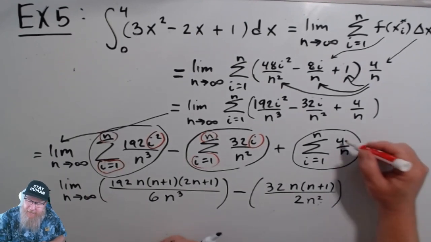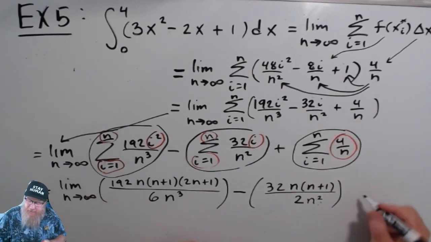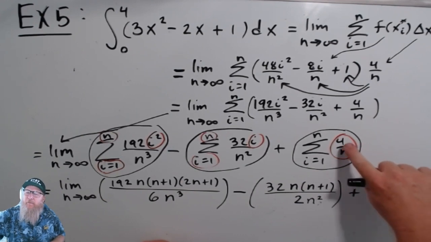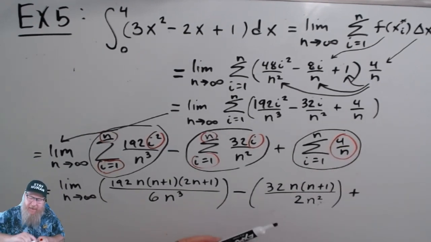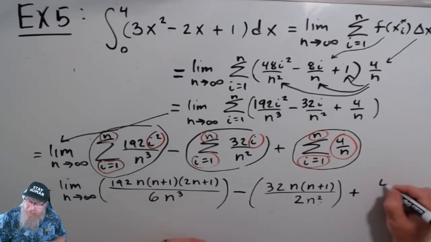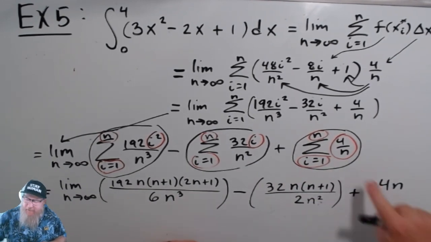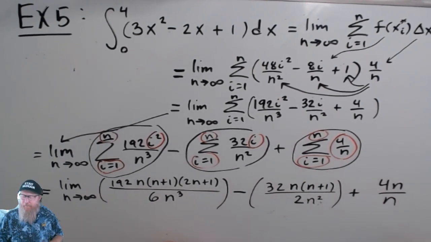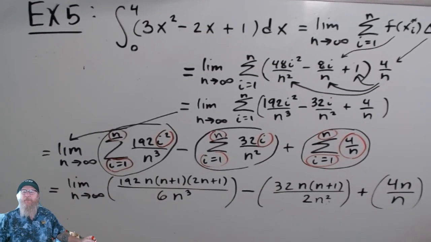And then finally, the easiest one of all is the constant. So this is like adding 4 plus 4 plus 4 plus 4 plus 4 n times, starting at 1. So that would be 4n. And then it's divided by n, so 4n over n. And there you go. You're done.